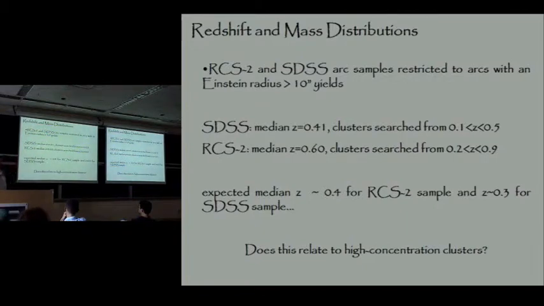For example, if you get very specific and you say, okay, let me restrict these samples to just things with Einstein radii greater than 10 arc seconds, and you measure the median redshift of, so these are sort of massive clusters now, or large Einstein radius clusters anyway, and measure the median redshift of those. So for the Sloan sample, you're talking about a median redshift of 0.41, searching over this redshift range. For RCS2, it's a median of 0.6, basically searching over that redshift range. And your expectation is that it's going to be something more like this, which is not what we see.